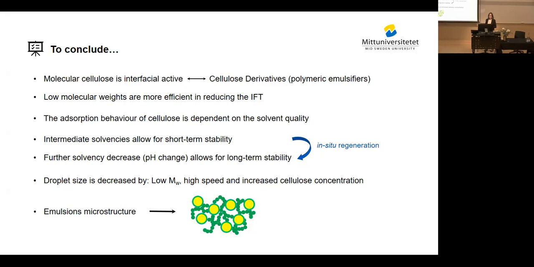Droplet size is decreased by low molecular weights, high speed of mixing, and increased cellulose concentration. And the emulsions' microstructure was found to be a film coating-like of cellulose on the surface of the oil droplets, and also a network structure of cellulose in the continuous phase.